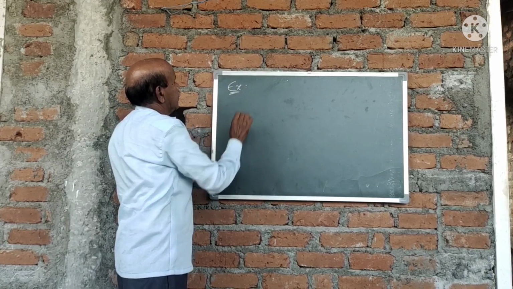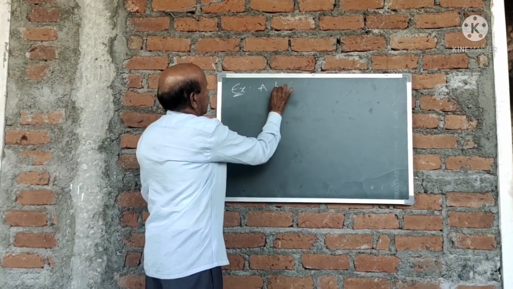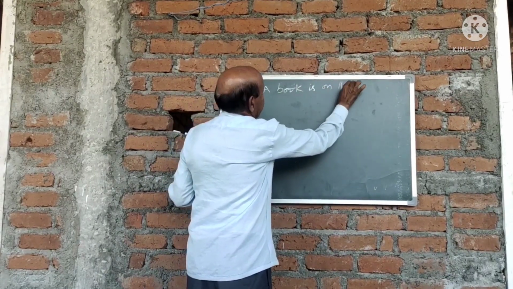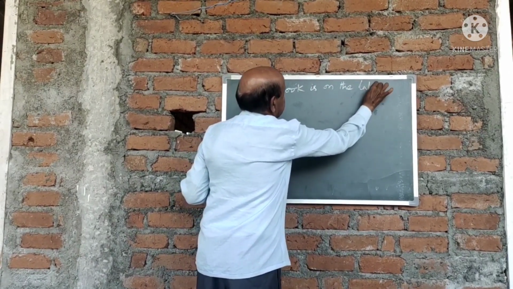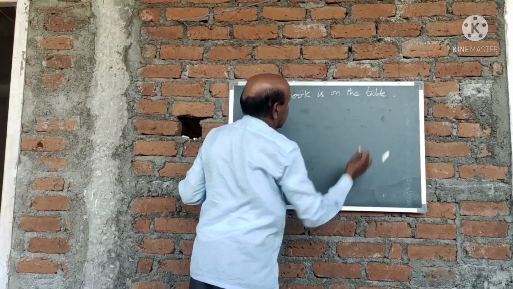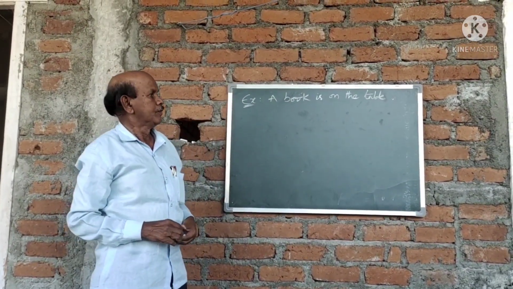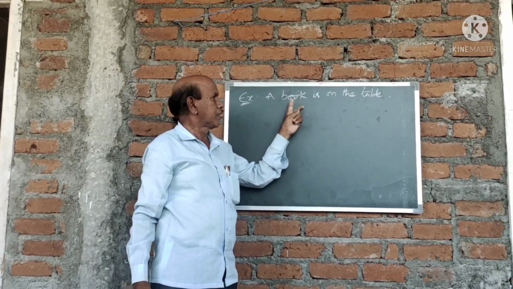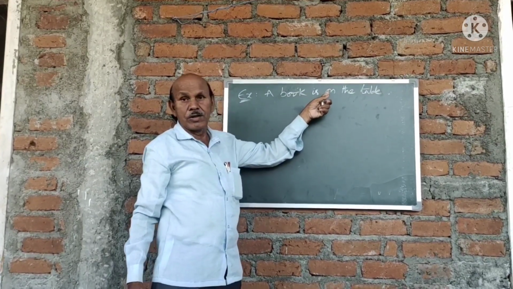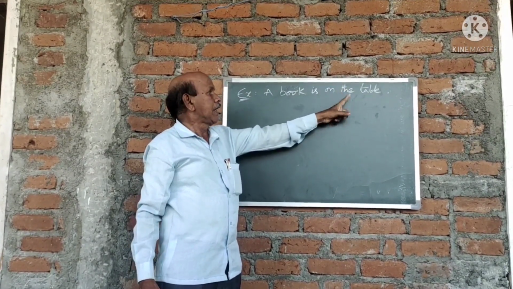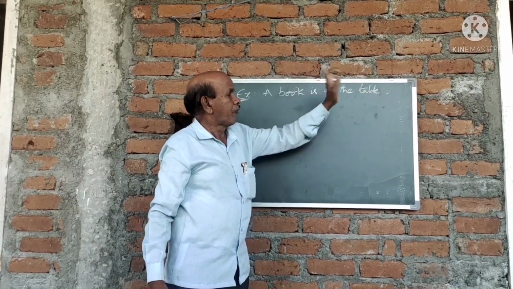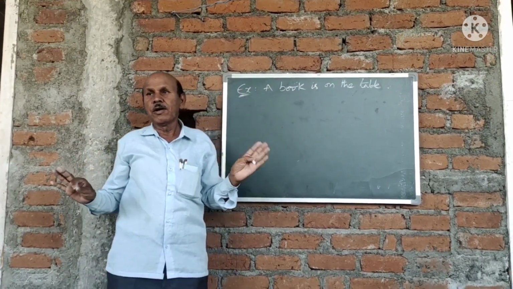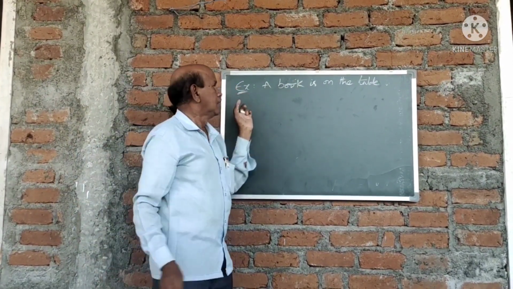Sentence examples are: a book is on the table. A book is on the table. So here a group of letters: book, that means 4 letters are there. Is, 2 letters. On, 2 letters. The, 3 letters. Table, 5 letters. So these make a complete meaning. That means book, where is the book? A book is on the table. This is the sentence.